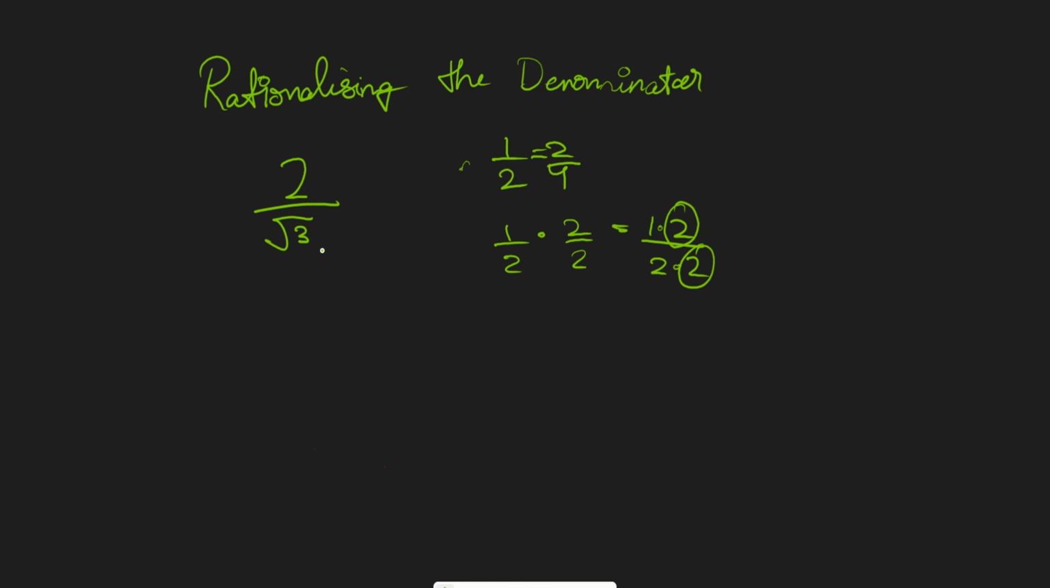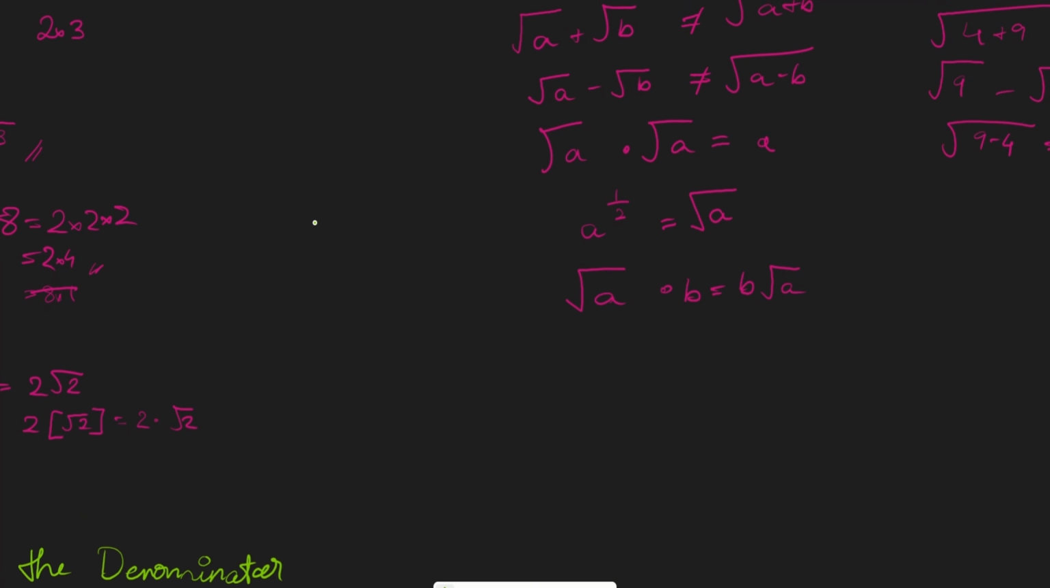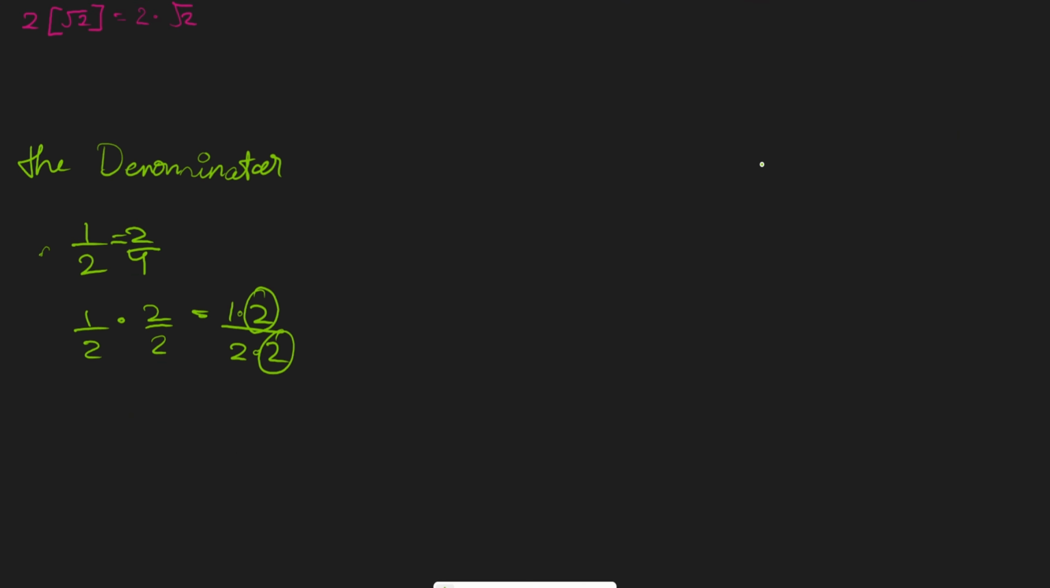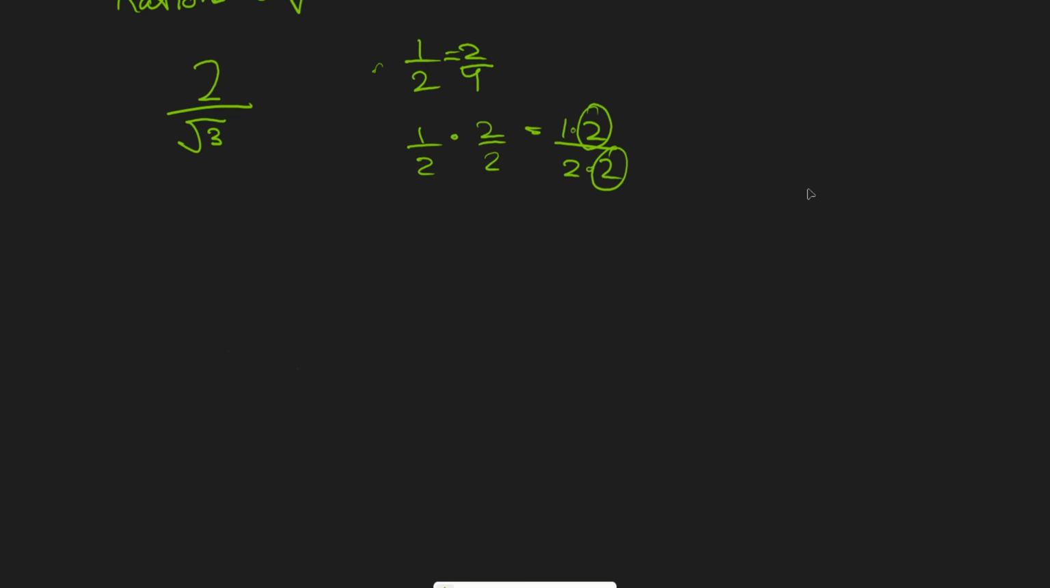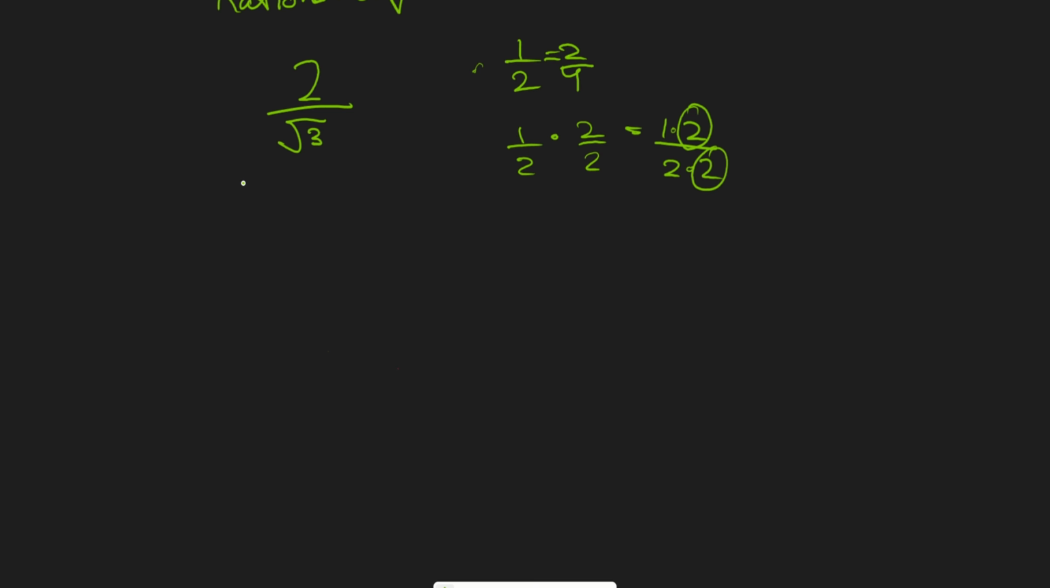So in the same way, when we look at our rules, we have root of a times root of a gives you a. So that's it, removing this root, at least in the denominator. It's much easier to handle when it's in the numerator. So we're going to apply that concept here.